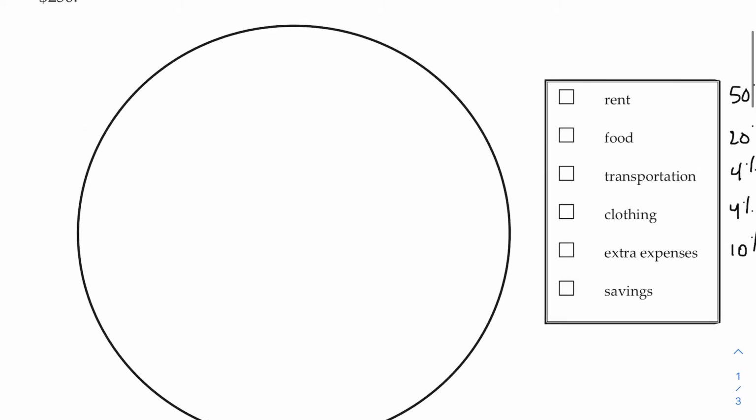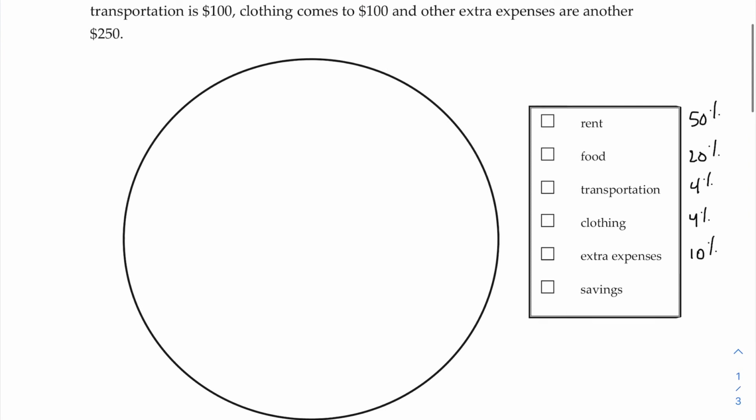So first, though, I'm going to start with my circle graph. The easy one is the rent. If that's 50% of how much I make, then that's going to be half my circle. So my rent, let's just say I'm going to shade that a certain color.